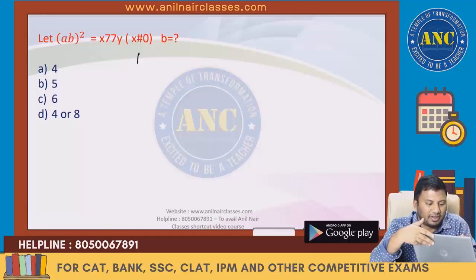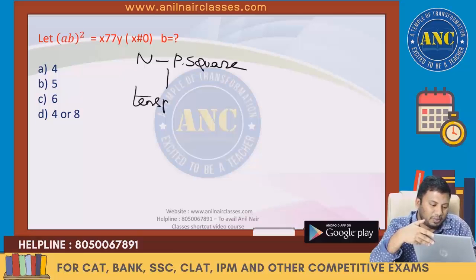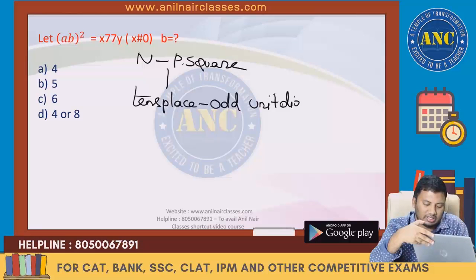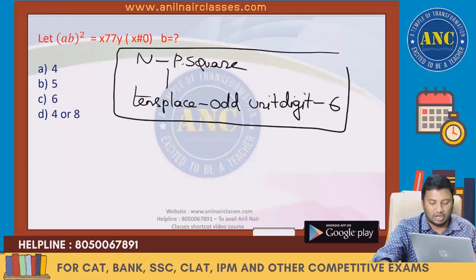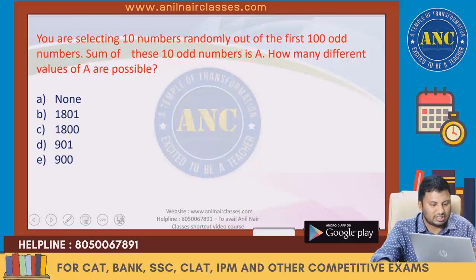Right? If a natural number is a perfect square, tens place will be odd only if the unit digit is 6. This is the learning from this question. If a natural number is a perfect square, tens place is odd only when the unit digit is 6. These also we discussed, right?